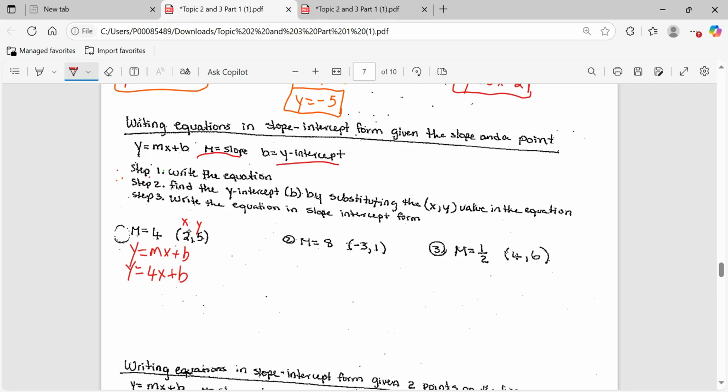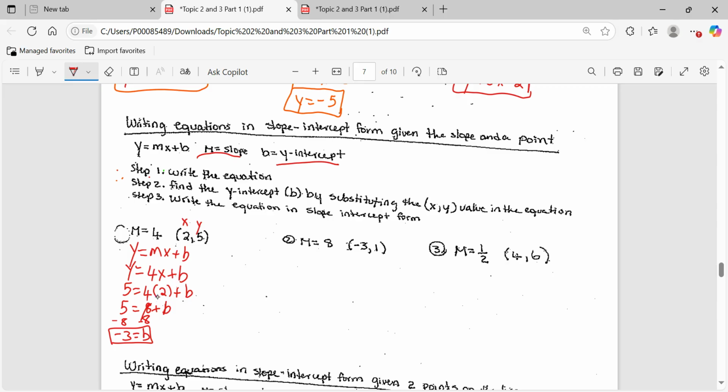So I'm going to take my x and my y and substitute them. So 5 is equal to 4 times 2, which is my x, plus b. 5 then is equal to 4 times 2, which is 8, plus b. And then to get b all by itself, because that's our goal here, I am going to subtract 8 on both sides. So that negative 3 is equal to b.